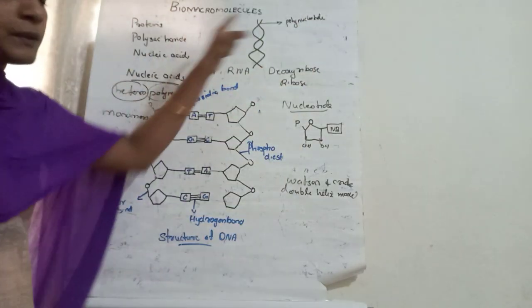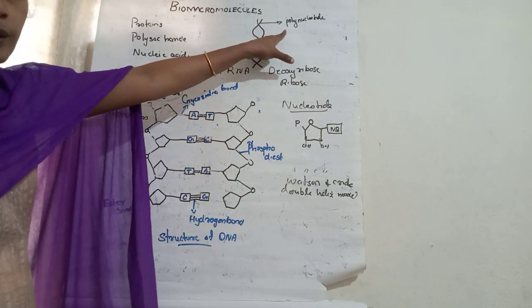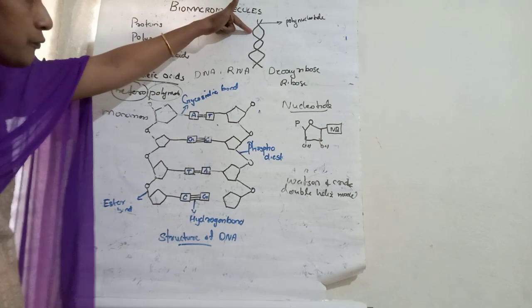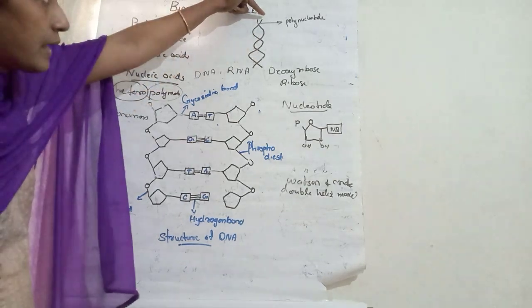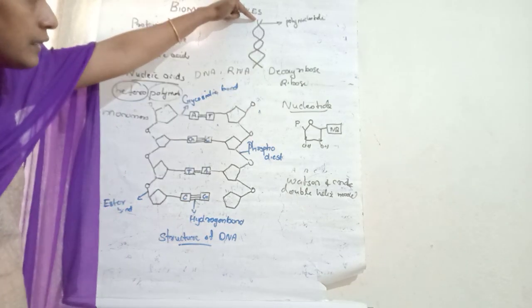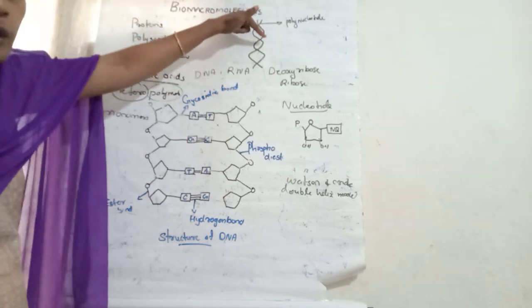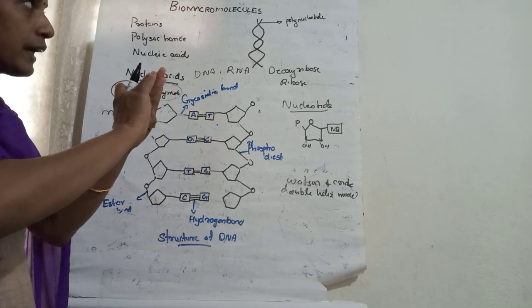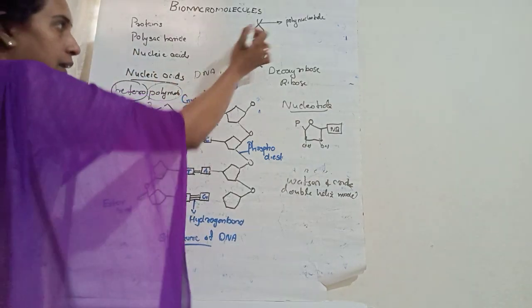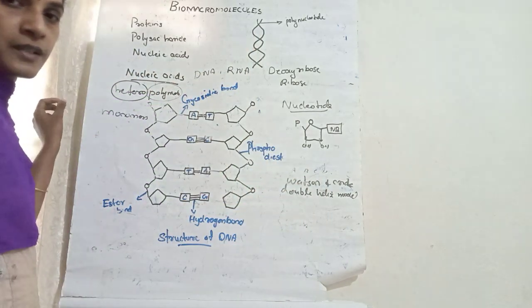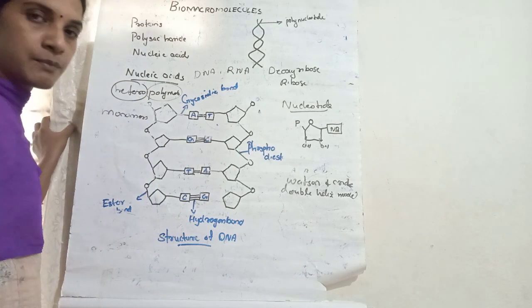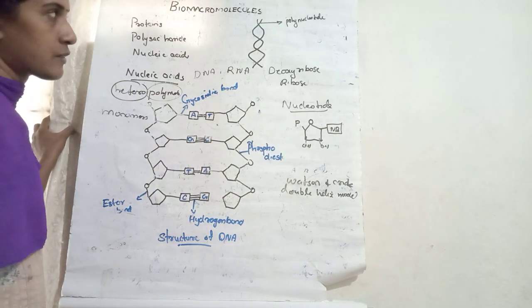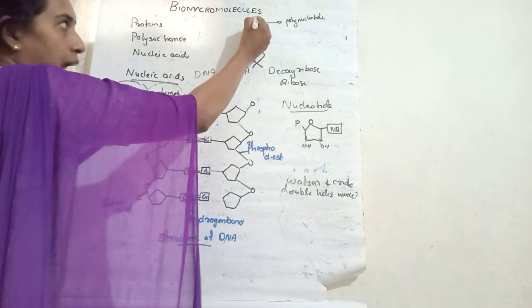Polynucleotide. Each chain is considered a polynucleotide. That means each chain consists of many nucleotides. Like this, another chain is also there, and that is also another polynucleotide chain. Watson and Crick proposed that DNA is a helical structure of two polynucleotide chains. That's the double helix model of DNA structure. And it is arranged in anti-parallel.